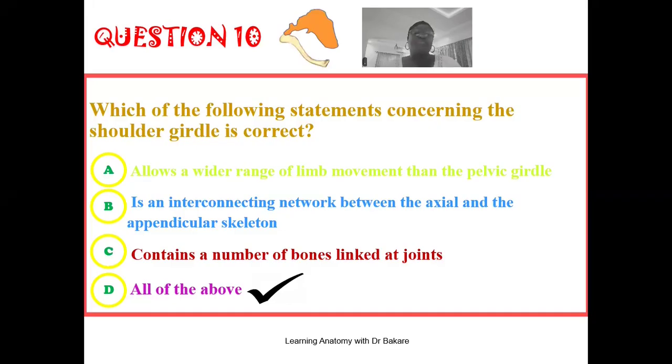The third option, which reads that the shoulder girdle contains a number of bones that are linked at joints. This is also correct about the shoulder girdle. Therefore, the last option, which reads all of the above, is the correct answer.